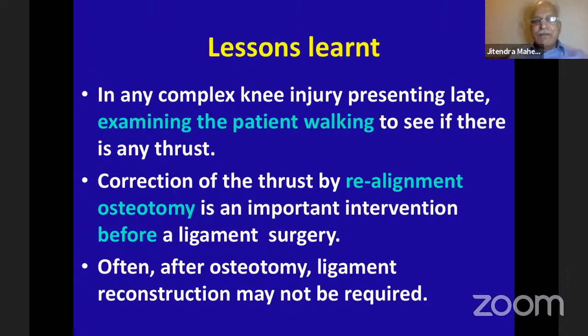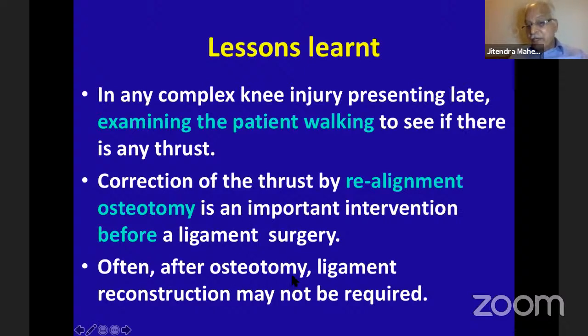So this is the lesson I learned from this case. In any complex knee injury presenting late, examine the patient walking to see if there is any thrust. Thrust is a very important component. You may reconstruct whatever; if there is a thrust, it will kill your surgery, whether ligament surgery, bony surgery, whatever surgery. You have to get the thrust out by doing an appropriate osteotomy or some very good correction. Correction of the thrust by realignment osteotomy is very simple, and it is done before any ligament surgery. That is more or less an accepted fact now in the ligament surgery world.